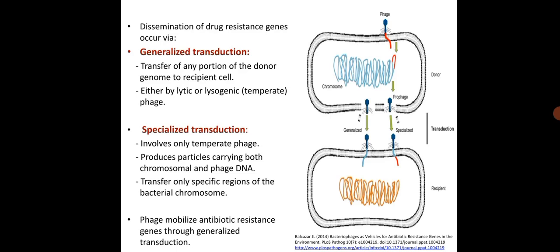Specialized transduction involves only temperate phage, produces particles carrying both chromosomal and phage DNA, and transfers only specific regions of the bacterial chromosome. Phage mobilize antibiotic resistance genes through generalized transduction. Detailed explanation about conjugation and transduction has been discussed in my earlier uploaded video titled Bacterial Genetics and Mechanism of Genetic Variation.